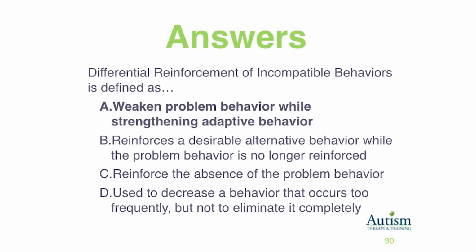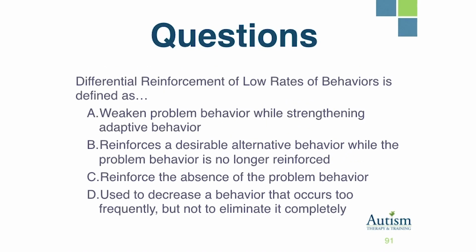And the correct response is A. Weaken problem behavior while strengthening adaptive behavior. Differential reinforcement of low rates of behavior is defined as: A. Weaken problem behavior while strengthening adaptive behavior; B. Reinforces a desired alternative behavior while the problem behavior is no longer reinforced; C. Reinforce the absence of problem behavior; D. Used to decrease a behavior that occurs too frequently but not to eliminate it completely.